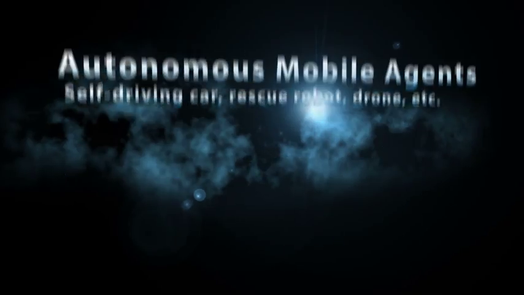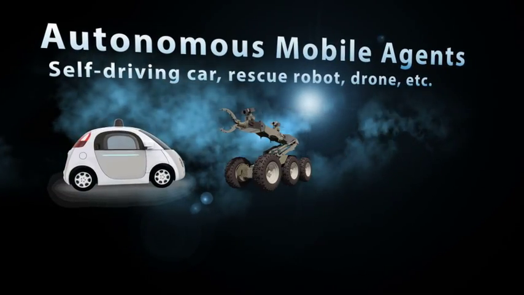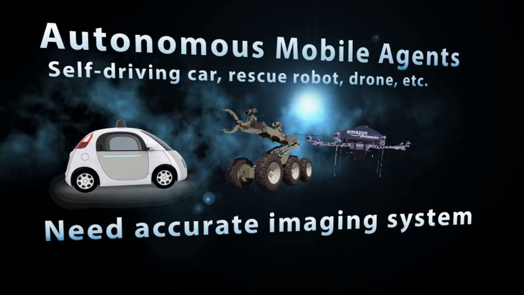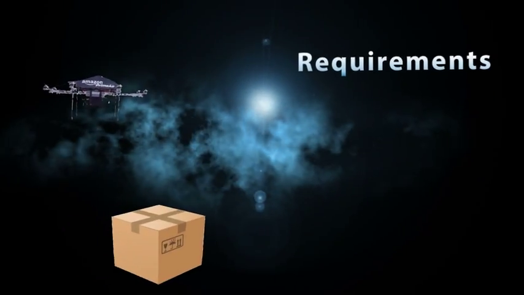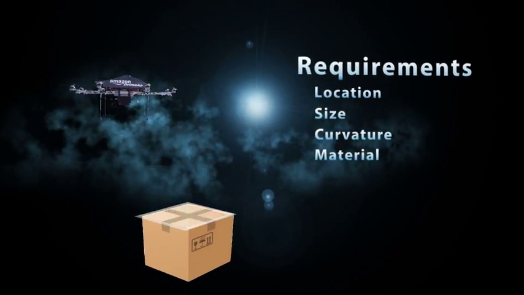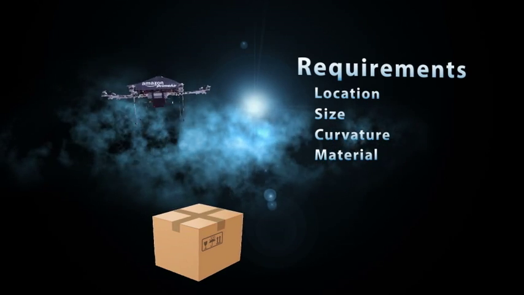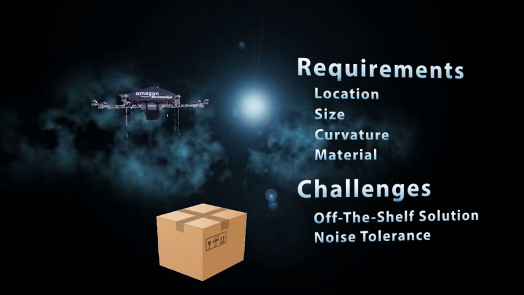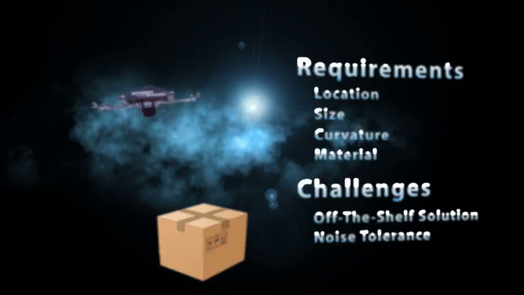We've seen many autonomous mobile agents today, like self-driving cars, rescuing robots, and drones. They all need an accurate imaging system. The system should tell the location, size, curvature, and material to image an object. The major challenge is to find an off-the-shelf solution that tolerates the device's movement noise.